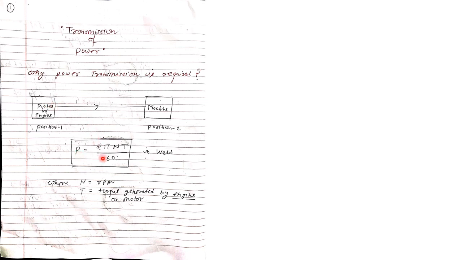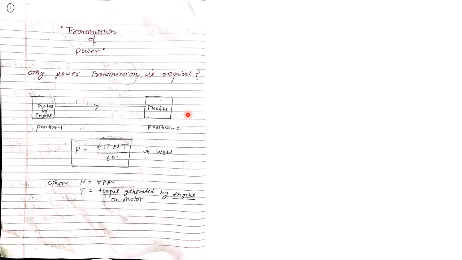So the power depends upon the speed and torque, and this formula is equal to 2 pi n t by 60, where n is the rpm, which means rotations per minute, and t is torque in newton meter. This torque can be generated at the motor, and it can be generated at the machine.